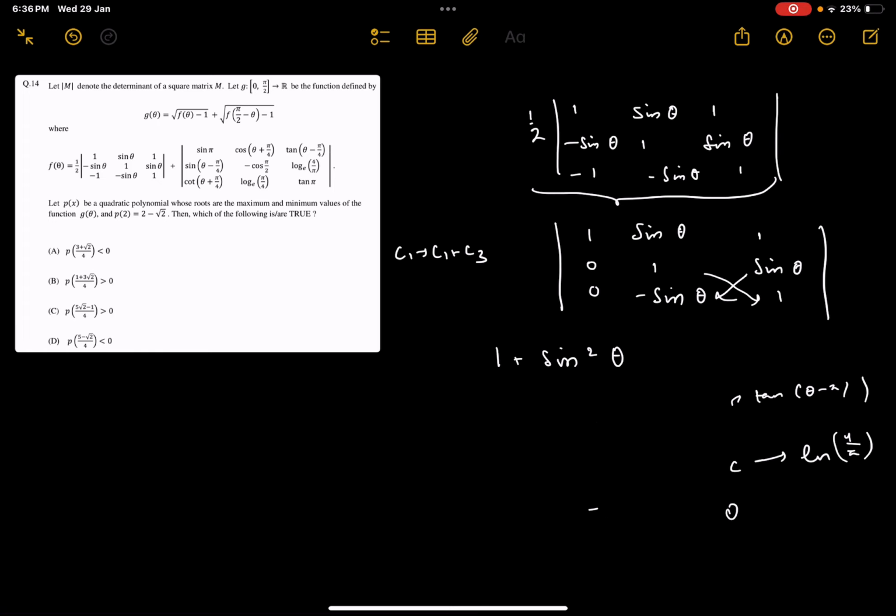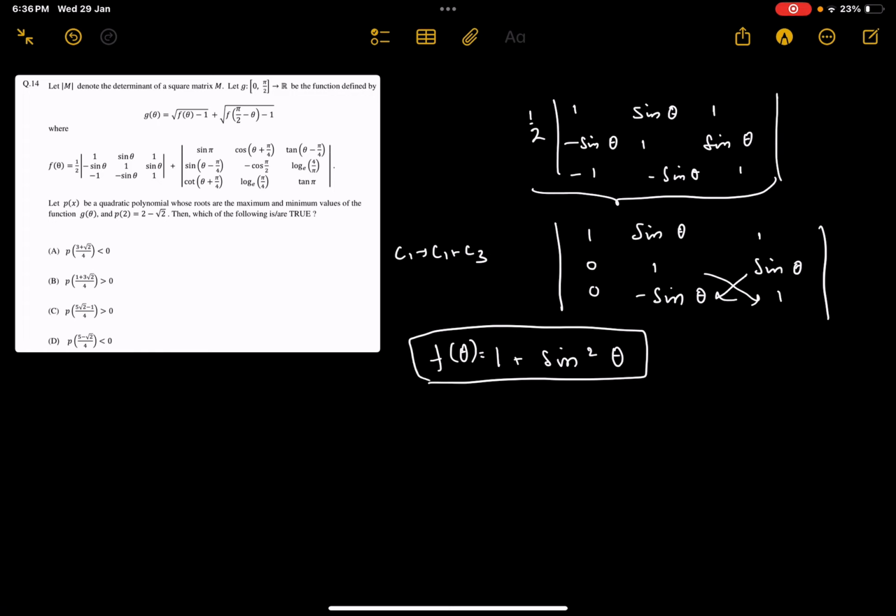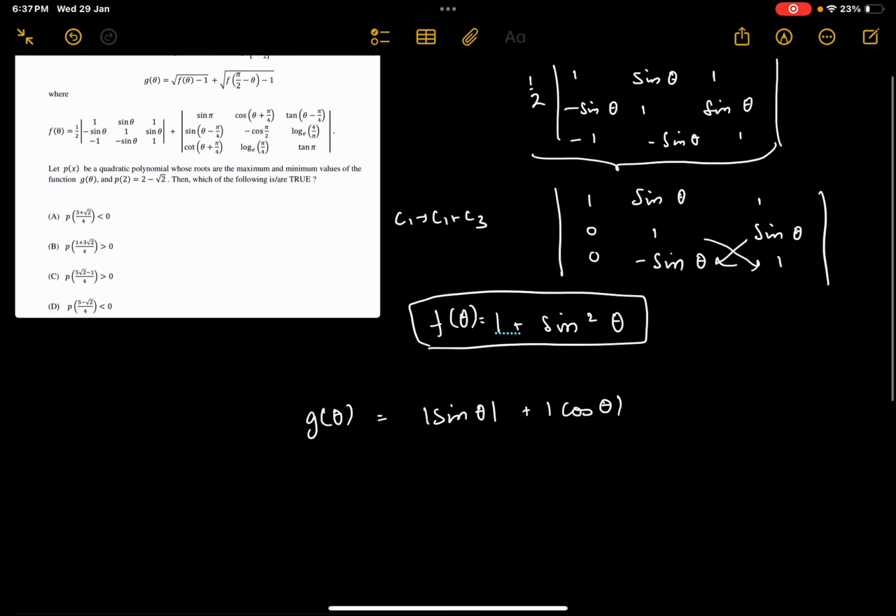So that simply leaves us with the fact that f theta is 1 plus sine square theta. That makes g theta mod sine theta plus mod cos theta. So maximum will be root 2 and minimum will be 1.